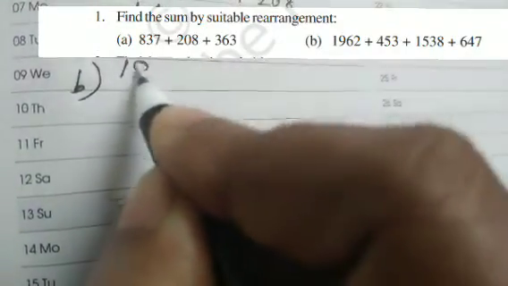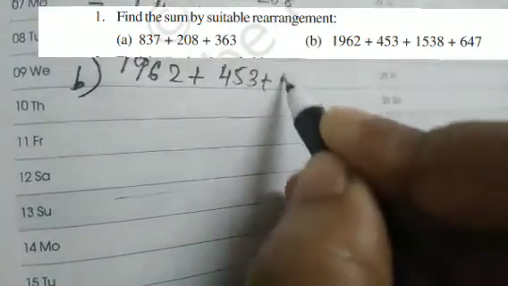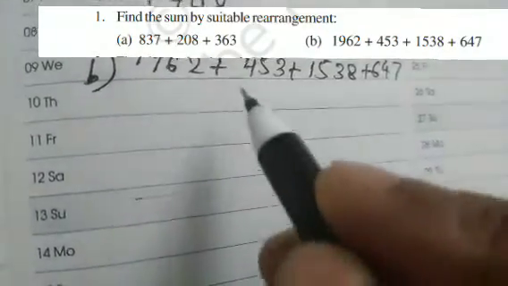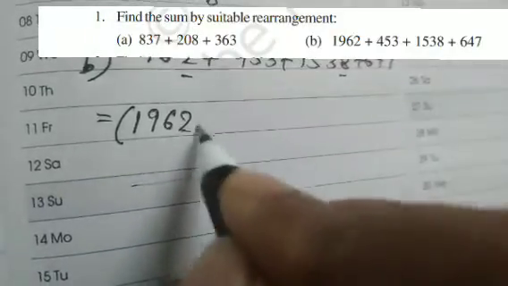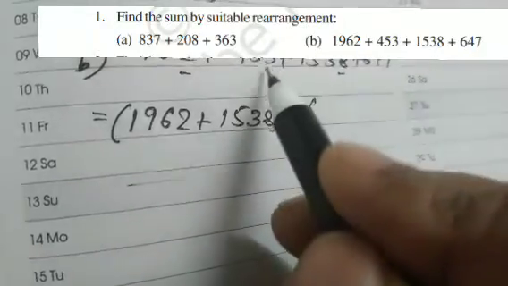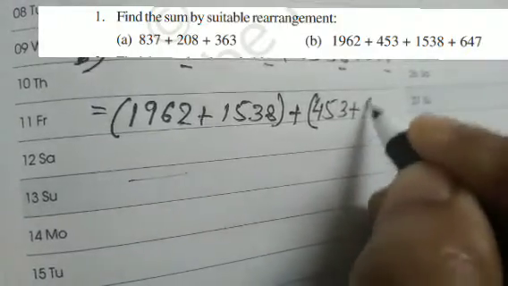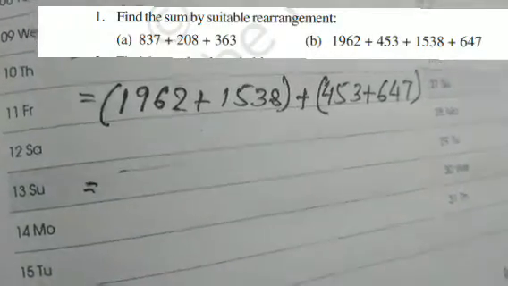Part B. What is the question? 1962 plus 453 plus 1538 plus 647. Let me see. 2 plus 8 gives 10, so this can be one pair. I will write it down so that I do not forget it. 1538 gives 10 with 1962. 3 plus 7 gives 10 again, so I will write 453 plus 647. I will first add the brackets and then go ahead.